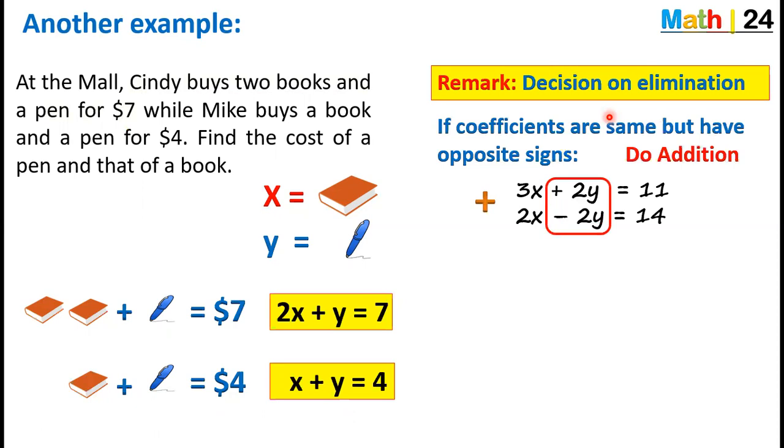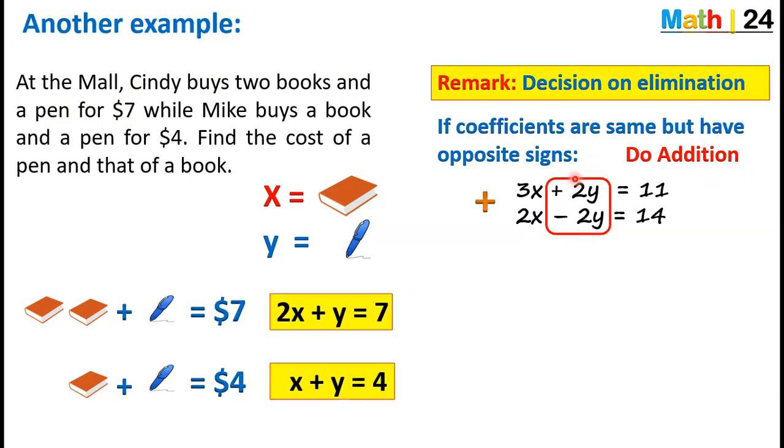If the coefficients are the same, so these are some remarks that you have to take the decision on elimination. Which equation should I choose, or what should I do? Should I do addition, or should I do subtraction, or should I multiply? So this is the rule. If the coefficients are the same but have opposite signs, let me say you are considering Y. I'm considering Y in this case. Look at it. In equation 1 and equation 2, the coefficients of Y are the same. Can you see? But their signs are opposite. They are 2 and 2.